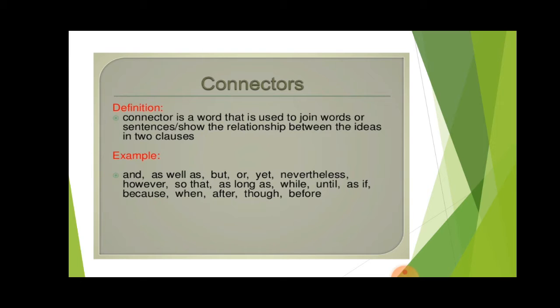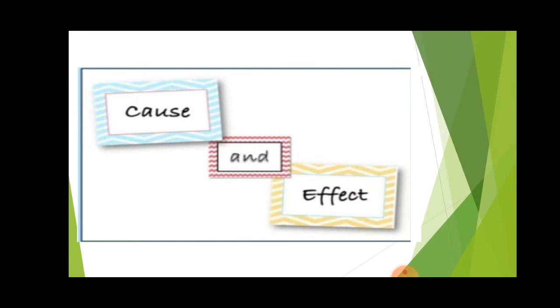So, there are different kinds of connectors, like connectors of cause and effect, connectors of opinion, connectors of sequence, connectors of contrast, connectors of comparison, and many more. Today, we are going to learn about the connectors of cause and effect. So, what is cause and what is effect?